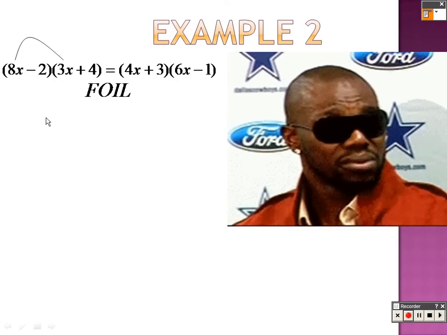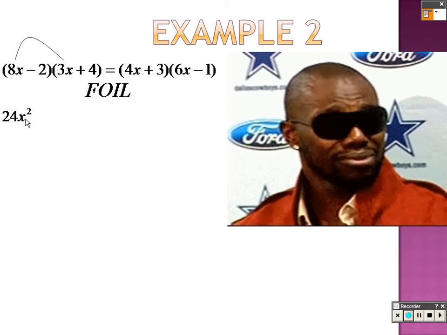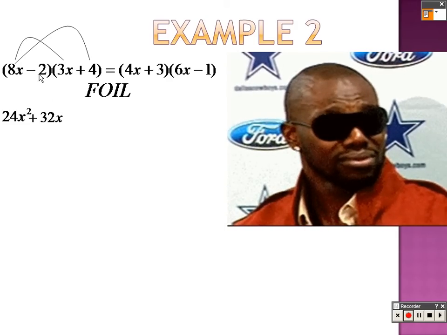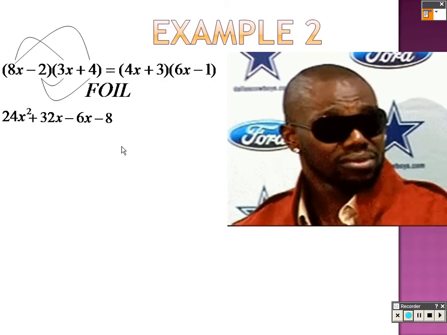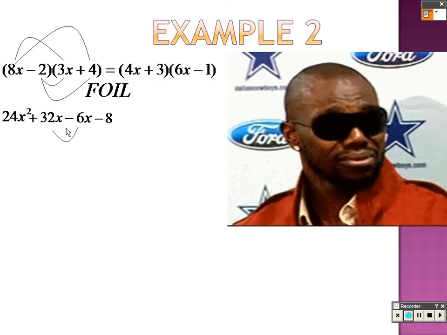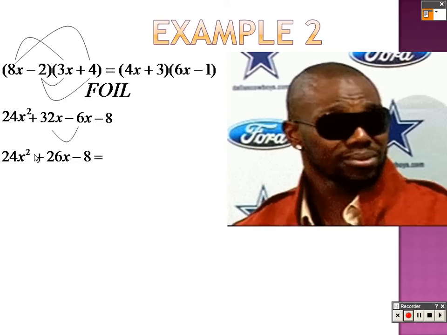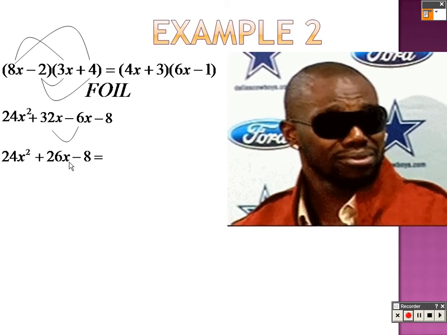8x times 3x. 8 times 3 is 24. x times x is x squared. 8x times 4 is positive 32x, because the x comes along for the ride. Negative 2 times 3x is negative 6x. Negative 2 times 4 is negative 8. Then we can combine our like terms. I have 32x's minus 6x's. So on this side, after I'm done FOILing, I have 24x squared plus 26x minus 8.